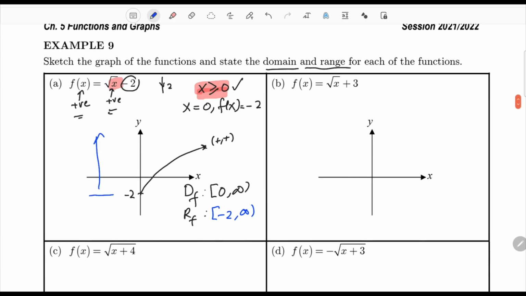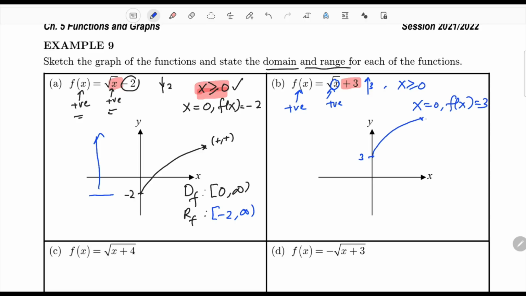Next, look at B. f(x) equals square root of x plus 3. It's just the same as A. The difference is only here, plus 3. Again, this is positive, this is also positive. Can you follow? Since below here is only x, x is greater than or equal to 0. Plus 3 means shifting upwards by 3 units. So when x is 0, you get f(x) to be 3. So find your 3. Okay, so the graph should look like this.